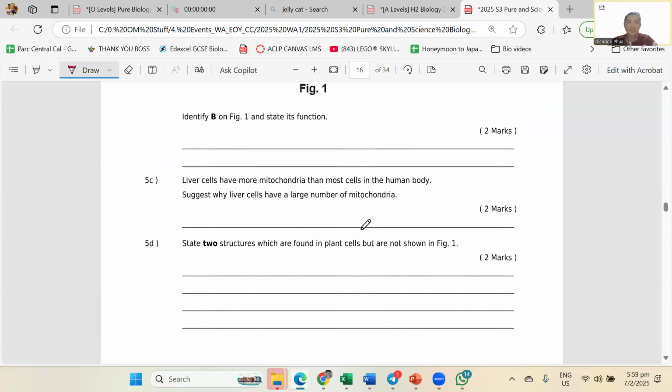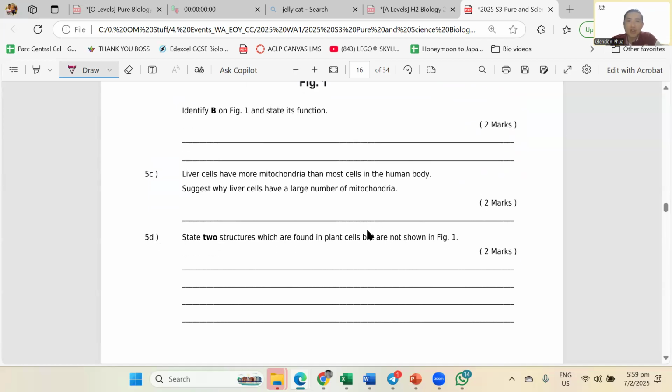Now, part C. Liver cells have more mitochondria than most cells in the human body. Suggest why. So what's a suggest question? Suggest question means you never got taught it. It's not in my notes. But you are able to apply the answer based on what you have learned. So when you come to suggest questions, I know kids are very scared. Don't be afraid. First thing, just tell yourself, I confirm learned before one. You just need to find out what you learned before.